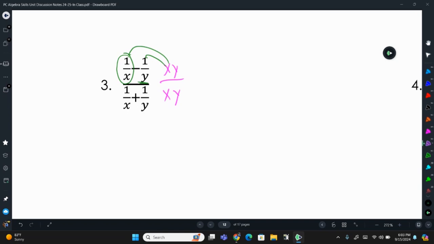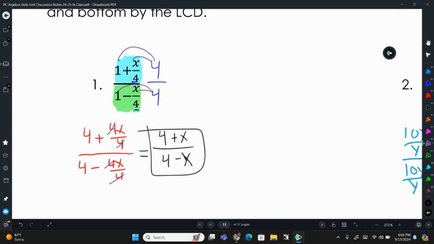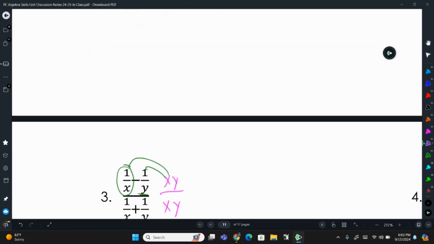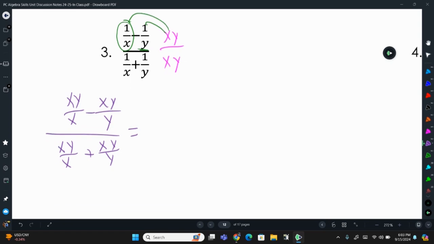And notice that, probably should have talked about it up here, these things that I'm multiplying the top and bottom of the big fraction by only get multiplied by the numerators. Okay. So when I go here, it's going to be xy over x minus xy over y over xy over x plus xy over y. All right, and then, like I was saying earlier, the x's will cancel, so we're left with y minus, then the y's will cancel, x over, x's cancel, y plus x.